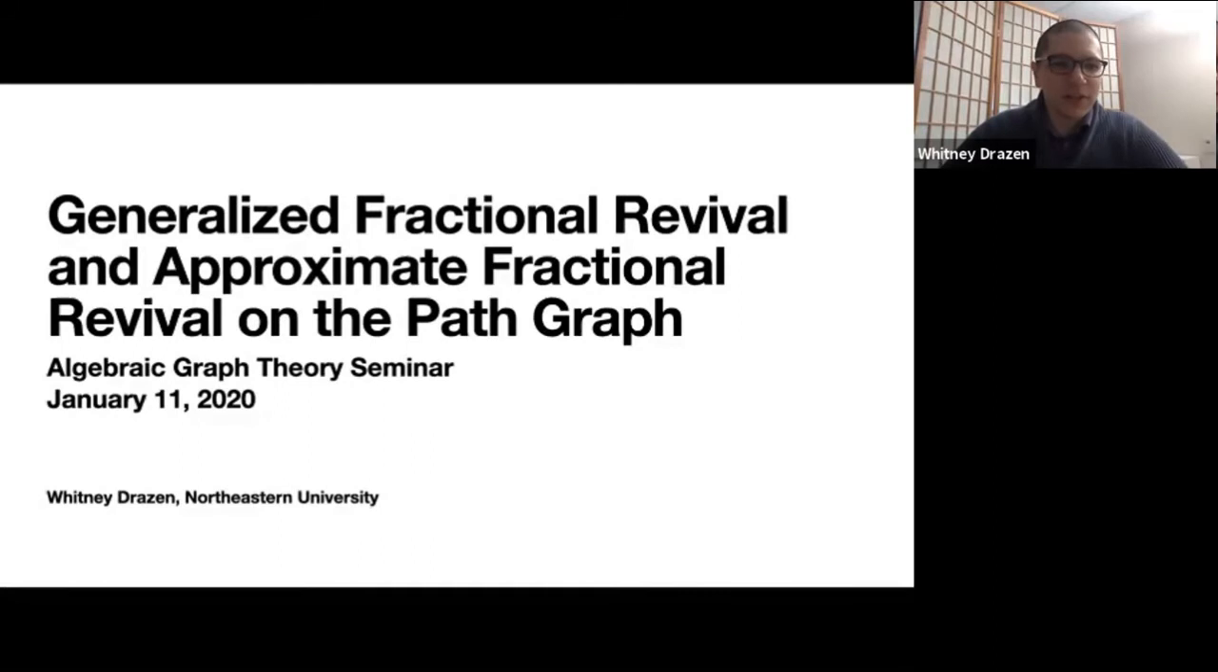All right, so today I'm going to talk about generalized fractional revival and approximate fractional revival on the path graph. We've had some talks before about fractional revival on two nodes, and this is going to extend that notion to larger sets of nodes. So it's going to be similar to things we've seen before, but it gets a little bit more delicate when you have larger sets of nodes.